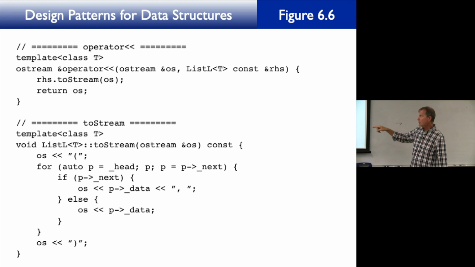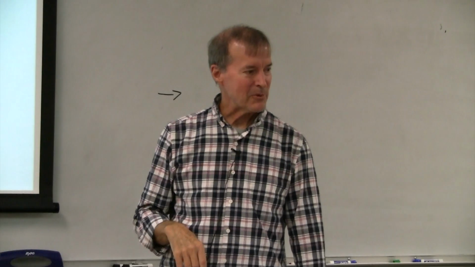So we know that inside the loop, p is pointing to a node. So we know that there is a p arrow what? Data. There is a p arrow data, and there's also a p arrow what? Next. So if p arrow next is not equal to the null pointer, that means we're not at the last one. And we have to print out the what? The p arrow data and the what? Comma. Otherwise, we just do what? Print out the p arrow data. And then at the end, we print out the closing paren. Yeah? So does everybody see how that works?